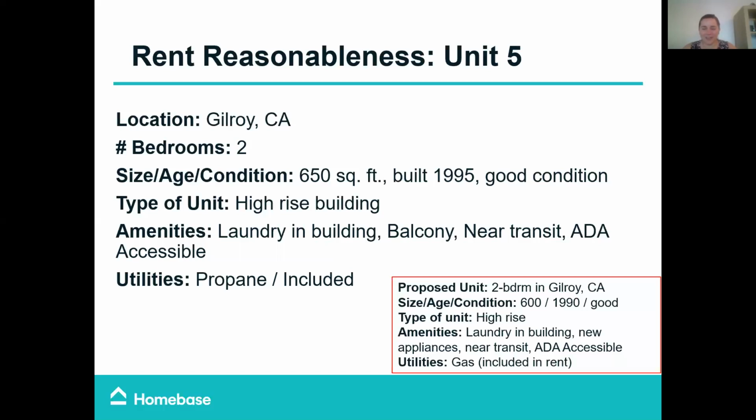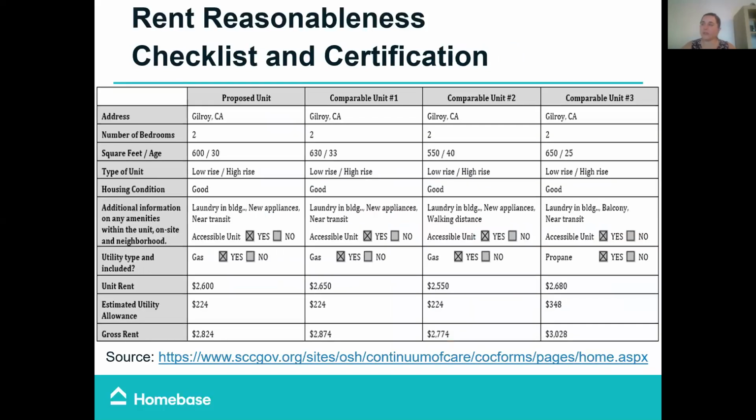So now that we have identified 3 comparable units, we can return to our checklist and certification. So again, we're looking at the top half of the rent reasonableness checklist from the CoC's website, now filled in with the proposed unit and 3 comparable units. You'll see now that near the bottom of this form, we have filled in the rents. We didn't consider those during the activity because what we were looking for, as Eli and Nicole pointed out, was units that are comparable in terms of size and type and amenities.